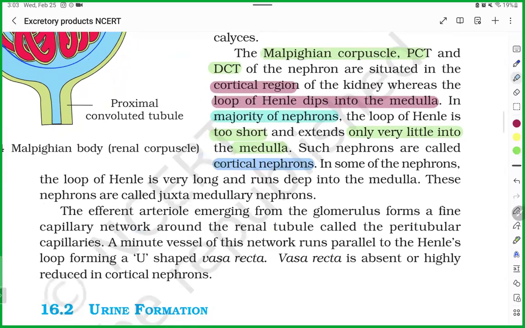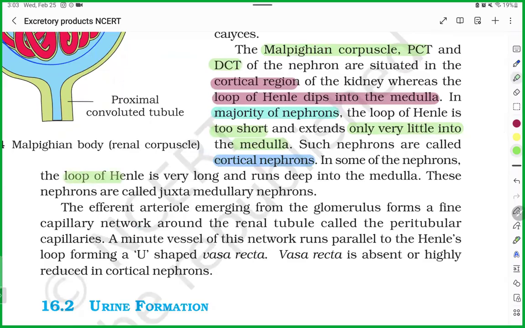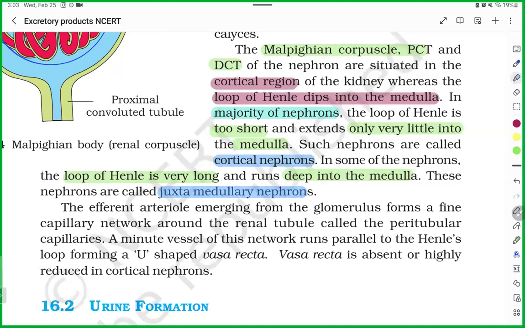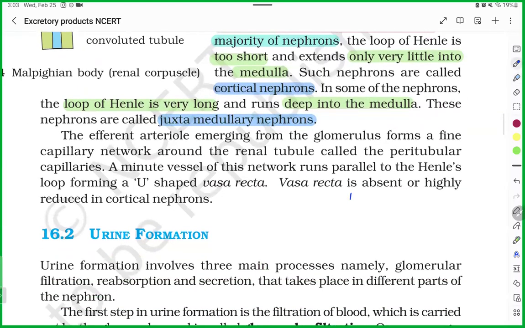But in some nephrons, you will see the loop of Henle is very long and runs deep into the medulla. Such nephrons are known as juxtamedullary nephrons. So you can say nephrons are of two types: one, cortical nephron, second, juxtamedullary nephron. Cortical nephrons are the majority, and juxtamedullary are a small number. Here the loop of Henle is very short, and here the loop of Henle is very long.